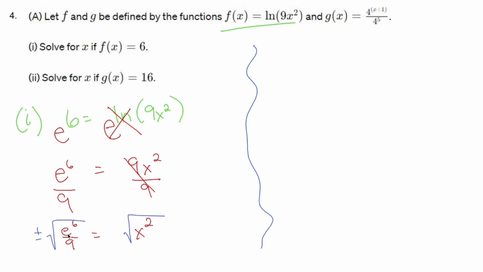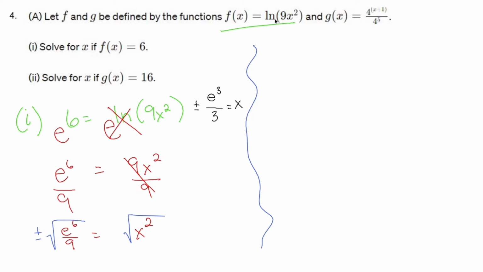The square root of e to the 6th is asking what times itself is e to the 6th? e to the 3rd. Easily, what times itself is 9? 3. And you have plus or minus e to the 3rd over 3 equals x. Wait a minute. Can I take this guy and plug it into that guy and have it work out? Usually when I have negatives and ln's and stuff like that, I'm not allowed to do it.